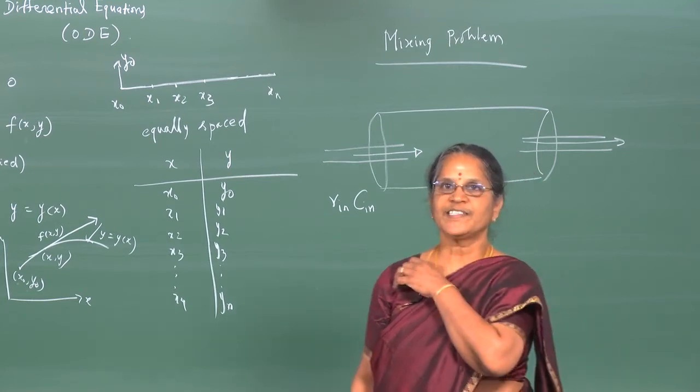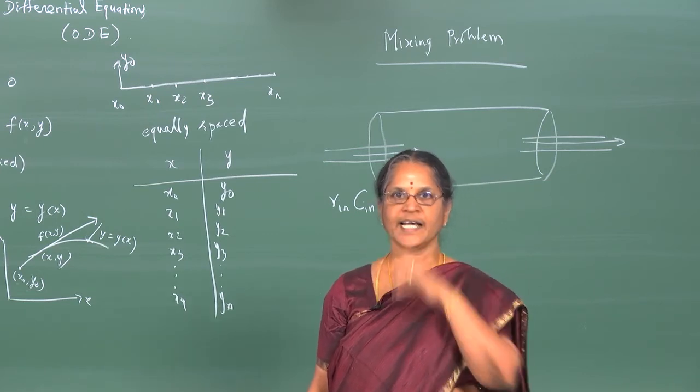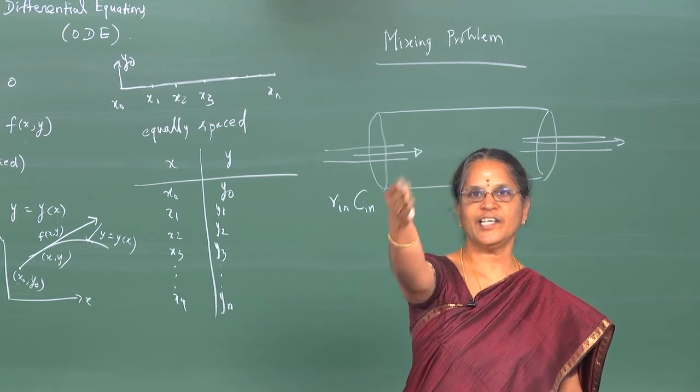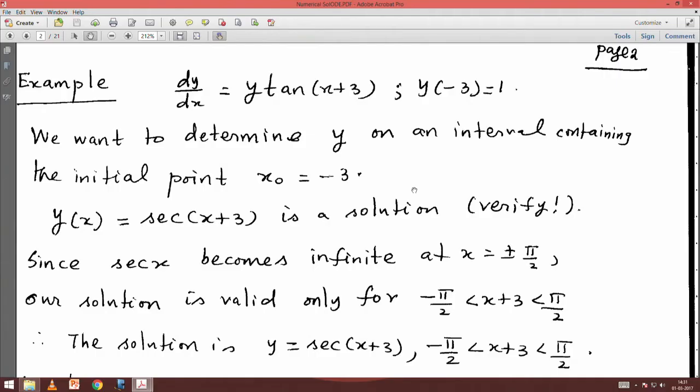And it is obvious that y equal to secant of x plus 3 is a solution, because you just take the derivative of secant of x plus 3, you immediately get dy by dx to be given by y into tan of x plus 3, and the condition y of minus 3 equal to 1 is satisfied. So, this is an analytical solution.